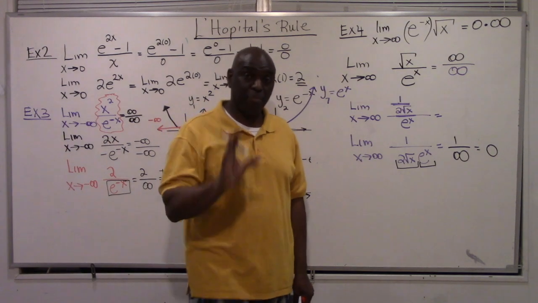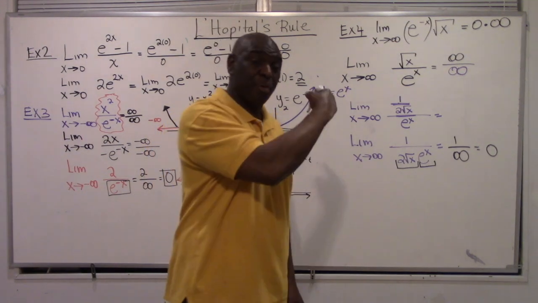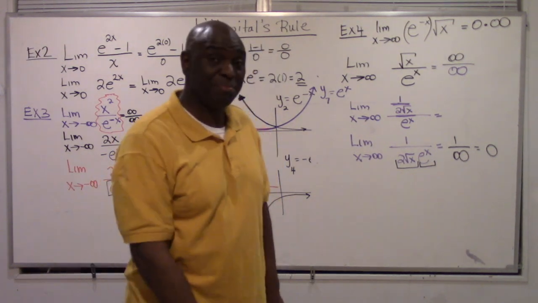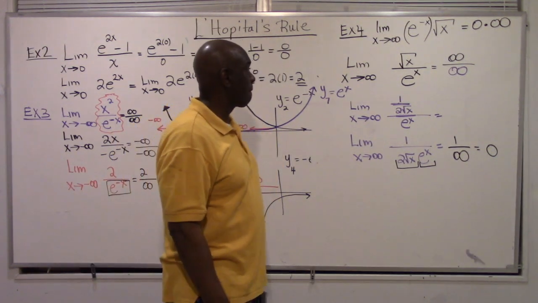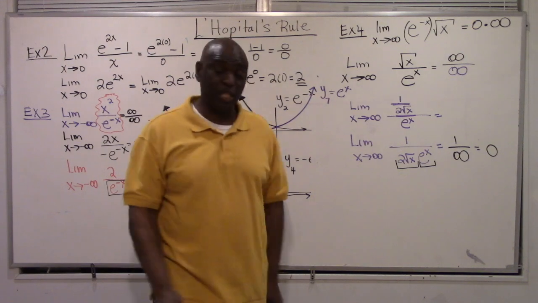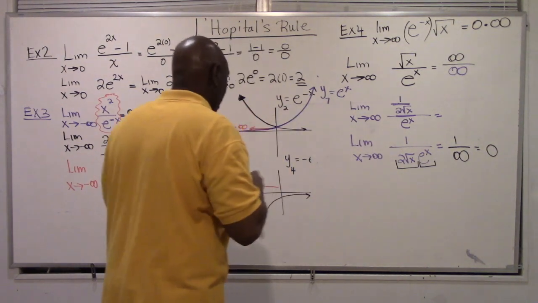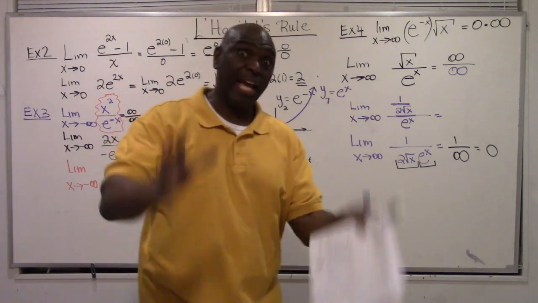0. BC students, again, comparative growth. Everyone else, L'Hôpital's rule. All right. We good? Example 4 is okay? Example 5. There's more and more.